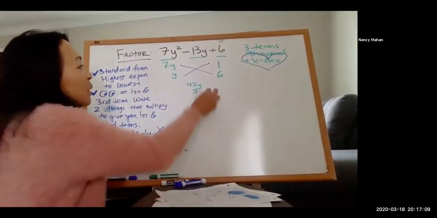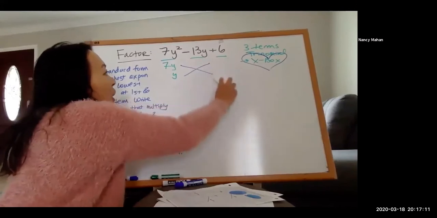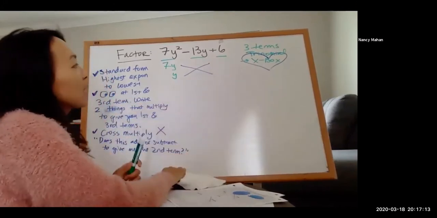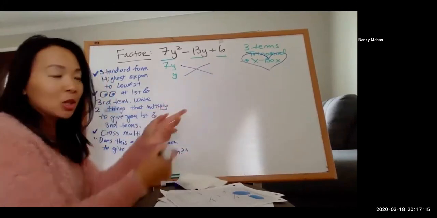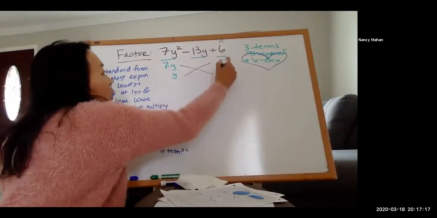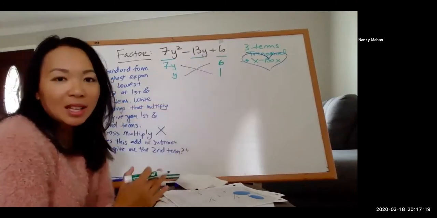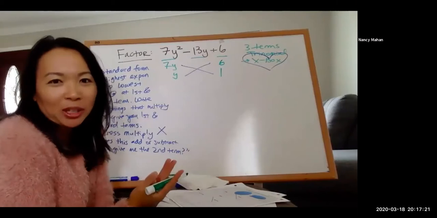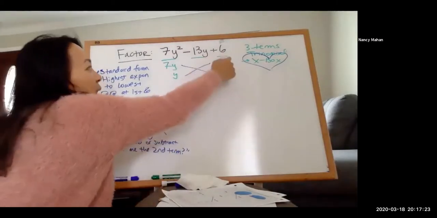So these numbers do not work, so I'm going to erase it. So 1 and 6 does not work. I'm going to try something else. How about if I switch the order? What if I try 6 and 1? And if that doesn't work, then I'll try 2 and 3, because 2 times 3 is 6. But anyway, I'm going to try 6 and 1.